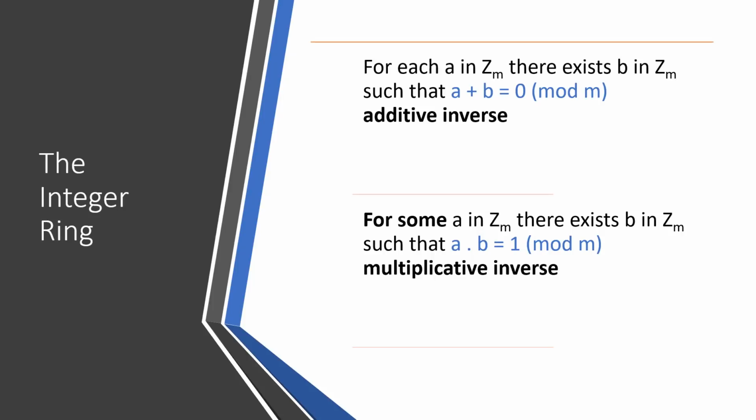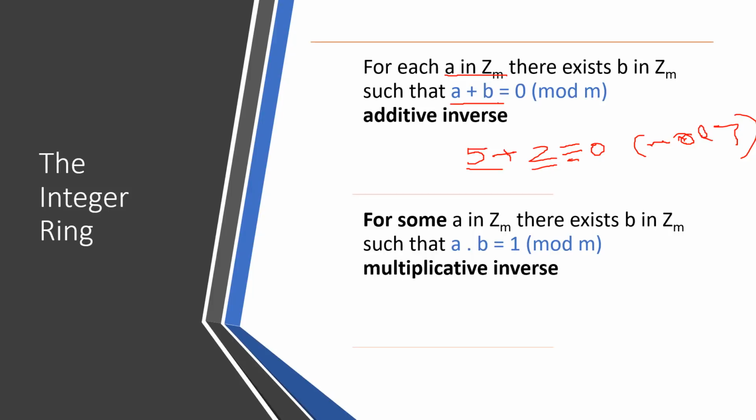Now there are other properties of this integer ring. In other words, given A, you can always find another one, B, such that the sum is 0. So for example, 5 plus 2 is congruent to 0 mod 7, right? So this is 7, and 7 minus 0 is divisible by 7. So we can find some other b.